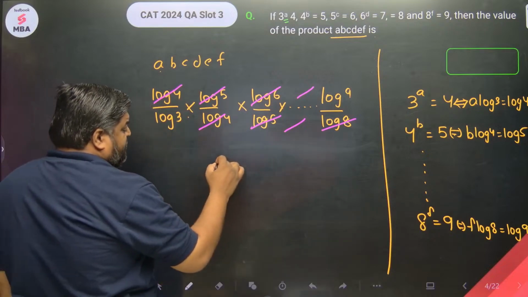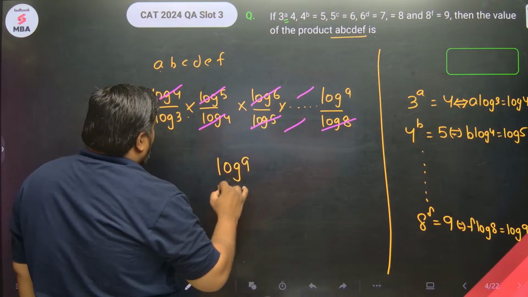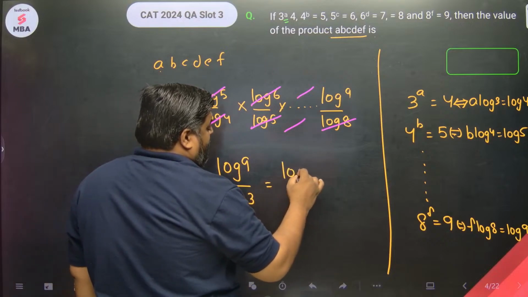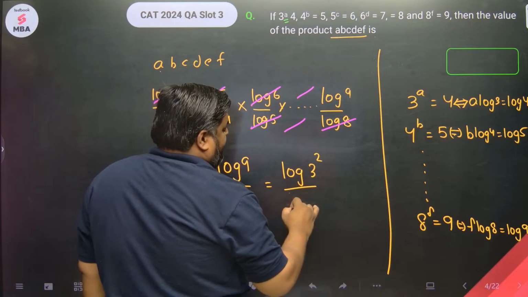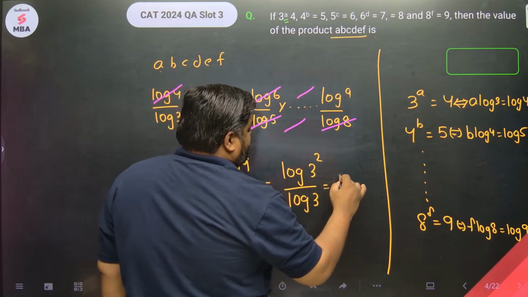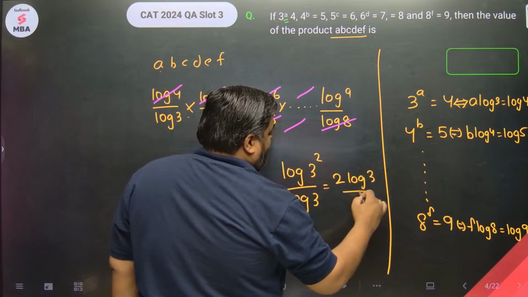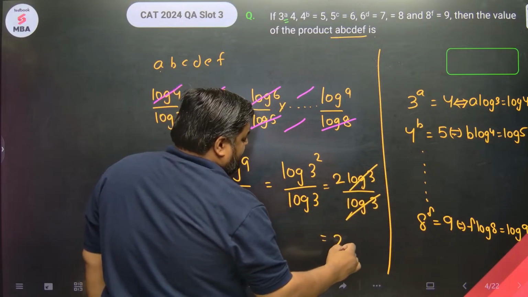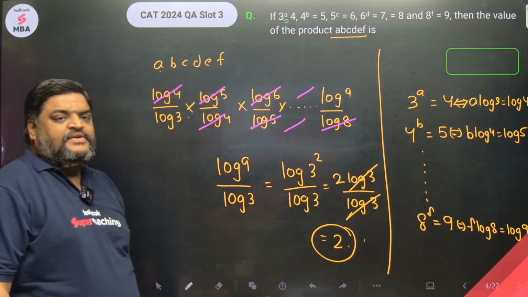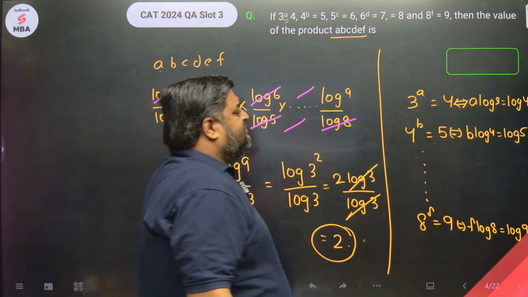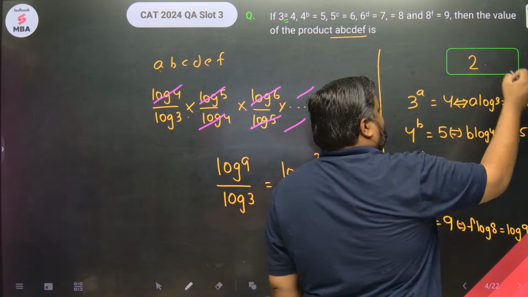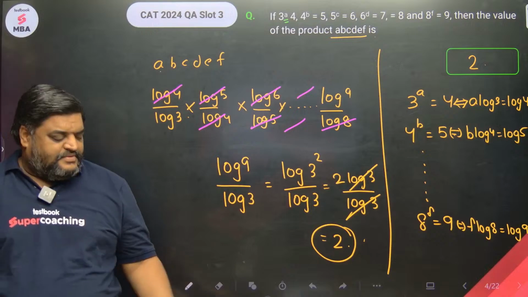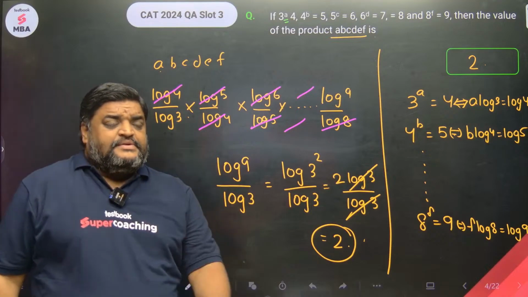So, what do I have at disposal? Log 9 upon log 3. And yes, this can be written as log 3 square upon log 3. So, this is 2 log 3 upon log 3. Log 3 is cancelled out. The answer to this question was 2. Sorted? Chalo. Let us jump to the next question.